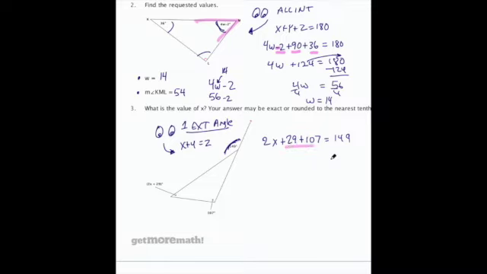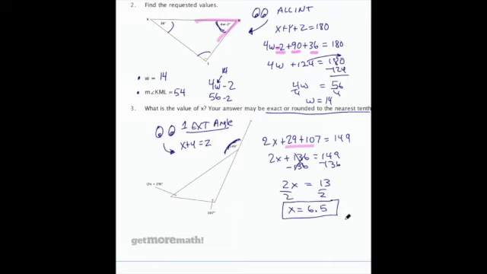Okay, 29 plus 107 equals 136, so it's 2x plus 136 equals 149. So I subtract 136, and I get 13. So 2x equals 13, which is not going to come out even. But I will double check my work, but sometimes it happens. And I go back and look, oh, maybe exact or rounded to the nearest tenth. Oh, there's a major hint that you could end up with a decimal right there. So I guess I'm in good shape then.